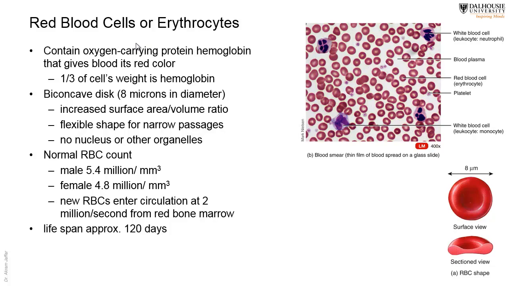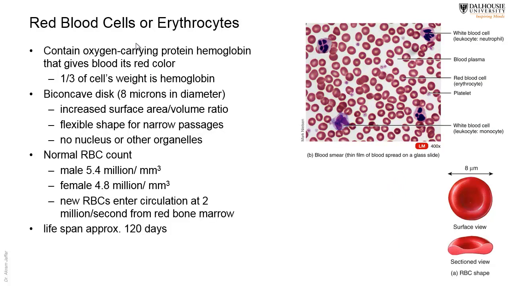You can see it looks like a biconcave disc, and this concavity increases the surface area of the cell membrane for the same volume. So this means that there is more exchange of oxygen between the interstitial fluid and the cytoplasm. Oh, sorry, yes, the cytoplasm which contains the hemoglobin. So it increases the surface area of exchange.